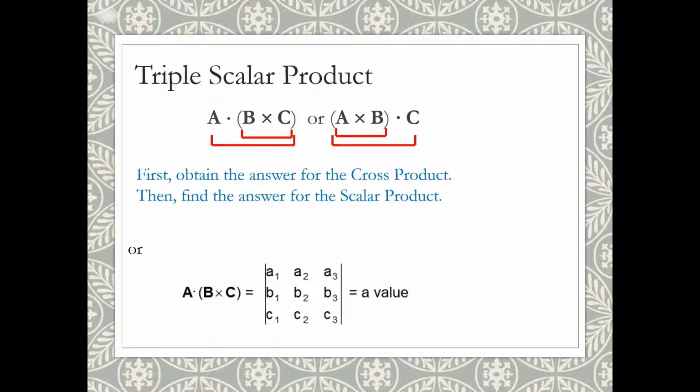There are two methods that can be used to evaluate the triple scalar product. The first method is by obtaining the answer for the cross product first, then find the answer for the scalar product. The second method is by solving the determinant of order 3, in which the component of the first vector is in the first row, the component of the second vector is in the second row, and the component of the third vector is in the third row.